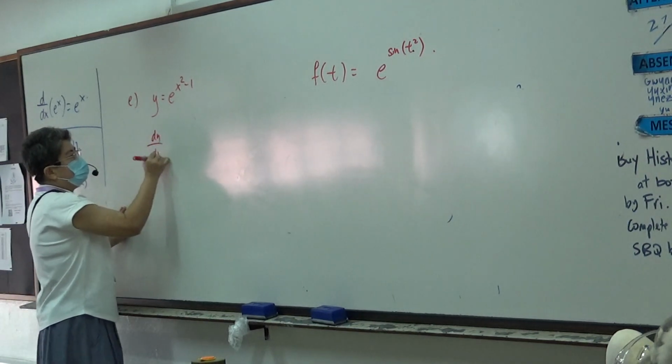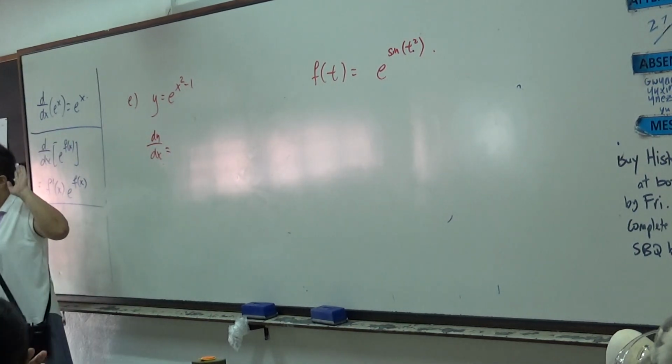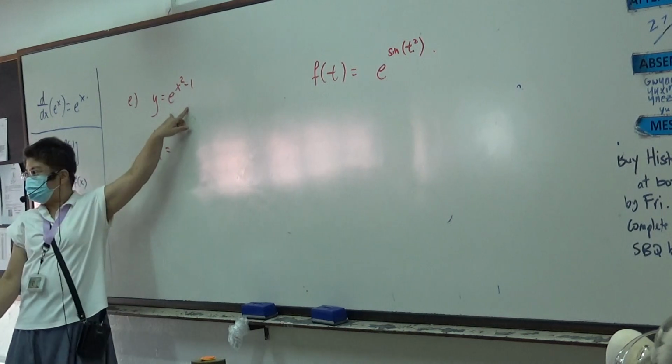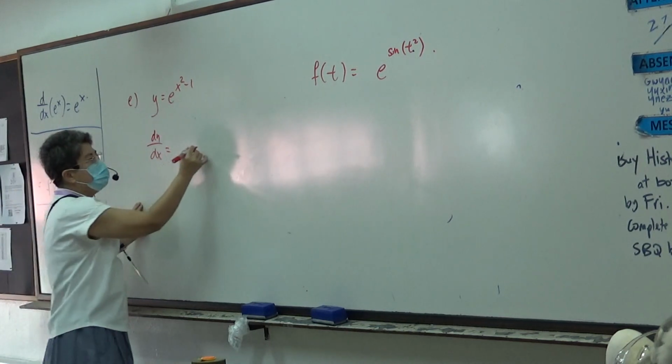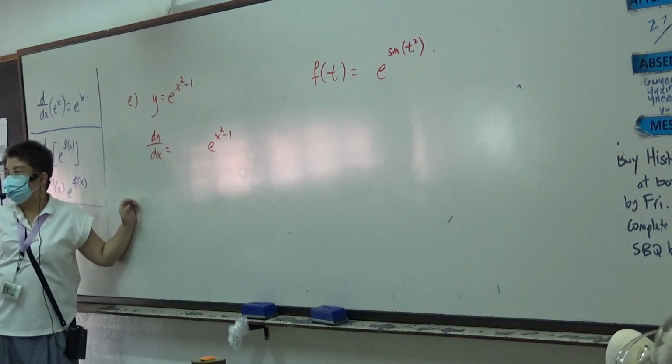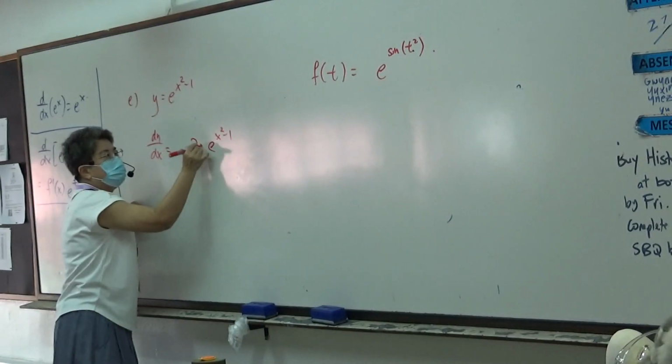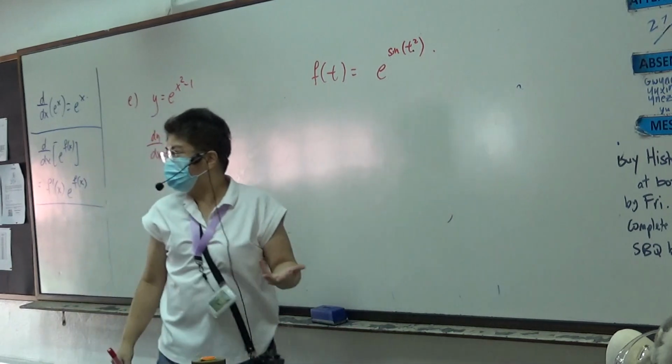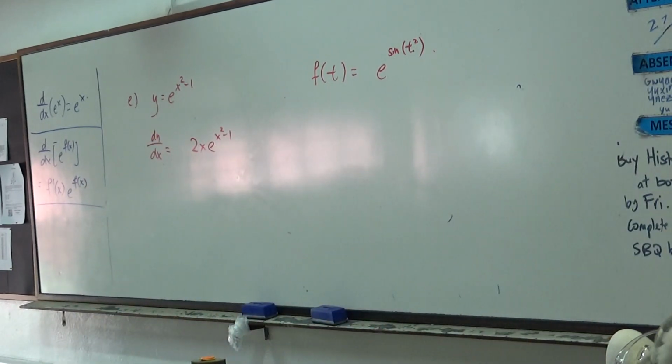dy/dx. I teach you, this is how I do it. Can you see this is e, e power something. So I will write the e power something first. Okay, then I differentiate the power to become 2x, so that's all. Nothing. This is just a one-liner. Can you see? Okay? It's the next one that I'm worried about.